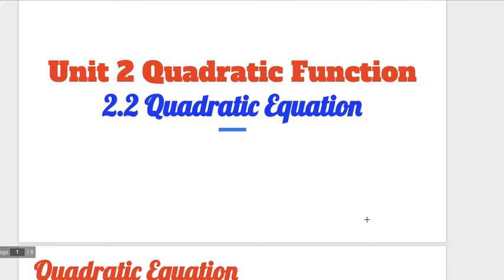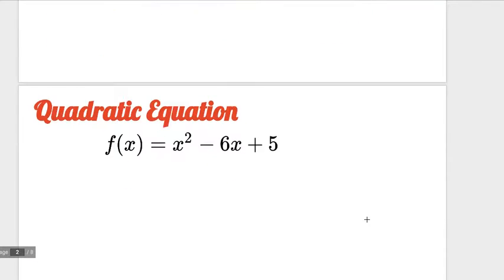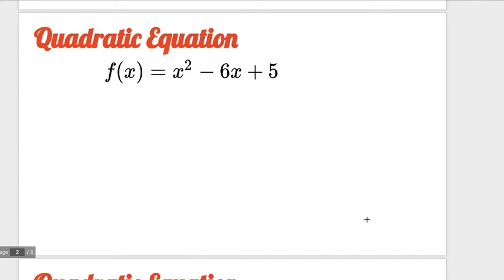Good morning, everyone. Today we are going to continue our conversation about the quadratic function. And today we are going to focus on quadratic equation. So the very first question will be, what is a quadratic equation then?